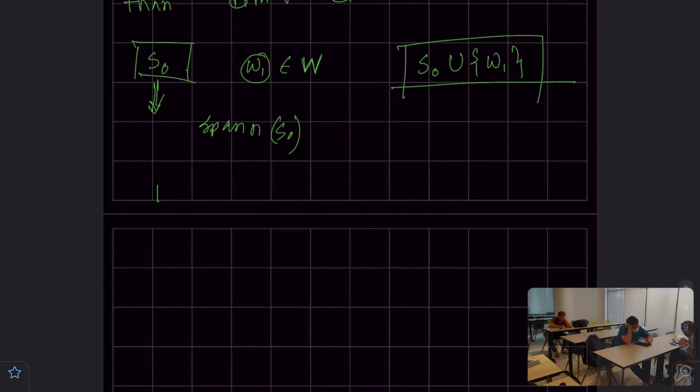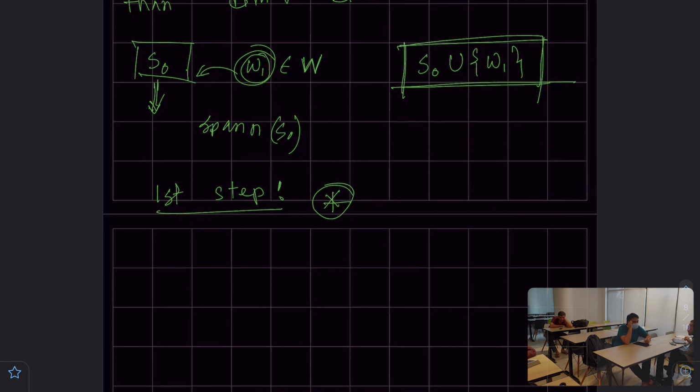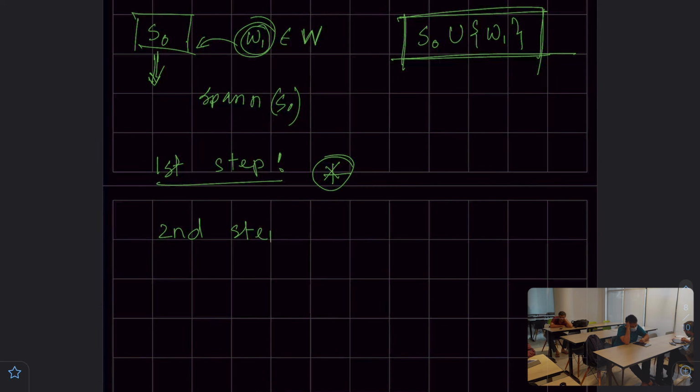So the first step is, if there is no vector W1 in W that is not in the span of S0, then S0 is the basis of W. And if there exists a W1 in W that is not in the span of S0, then we can construct a linearly independent set, right? This is the first step. So far we discussed this. For the second step, you have to again consider this set S0 union W1.